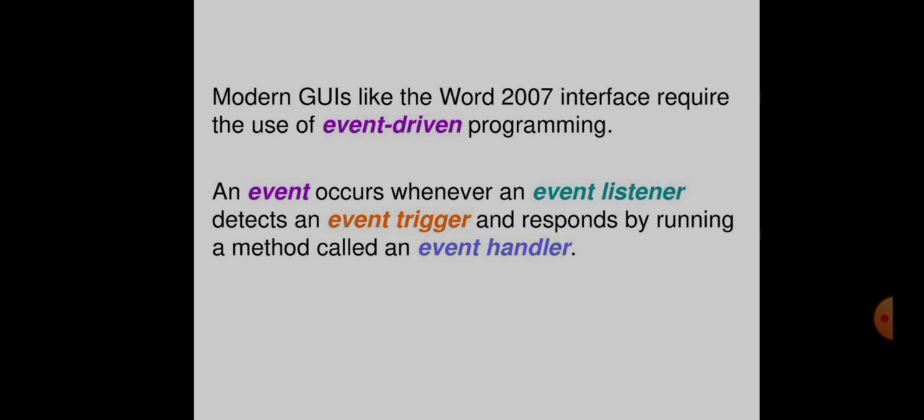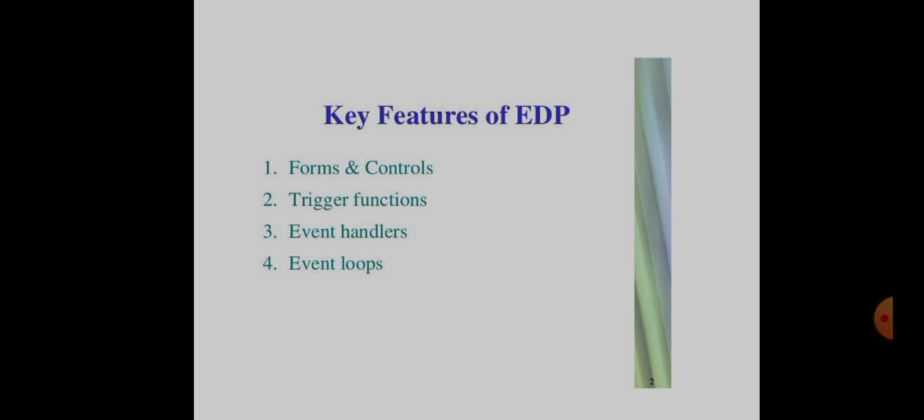An event occurs when an event listener detects an event trigger and responds by running a method. That method is called an event handler. So these are the four key features of EDP, that is, event-driven programming. The first one is forms and controls, the second one is trigger functions, the third one is event handler, and the last one is event loop.